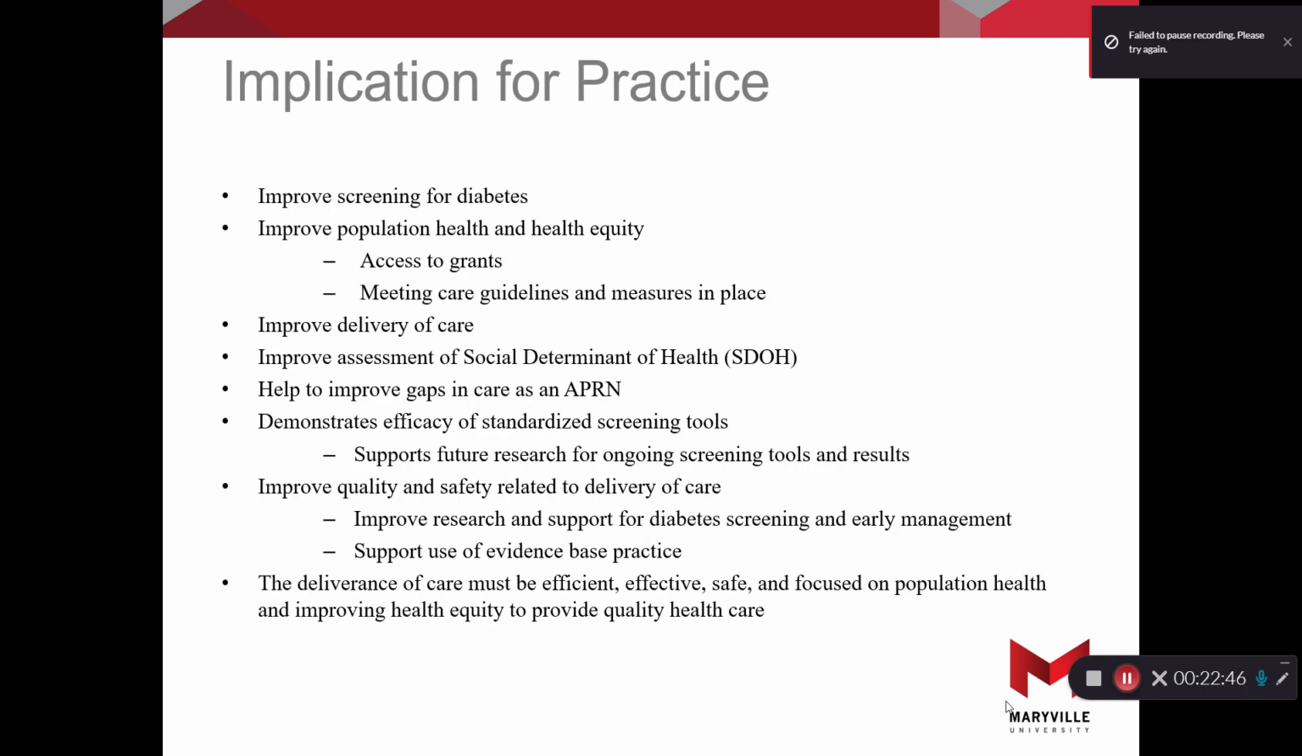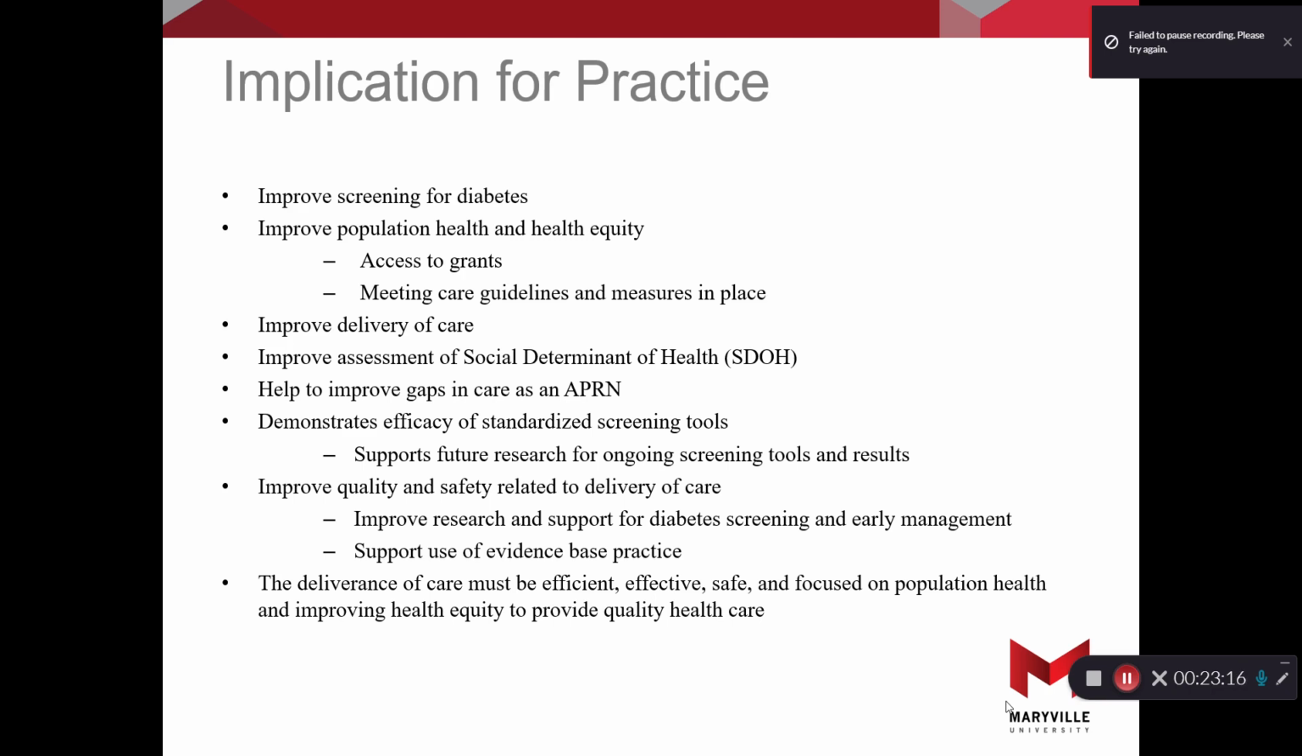So, implications for practice. Improved screening for diabetes was the biggest thing, and the main goal of the project was to improve population health and health equity, being able to access grants through meeting measures in place at the clinic, meeting care guidelines and measures in place. Again, that all focuses on population health and health equity, being able to provide patients with resources when there were none available, and those patients who are high risk and have a lack of resources.